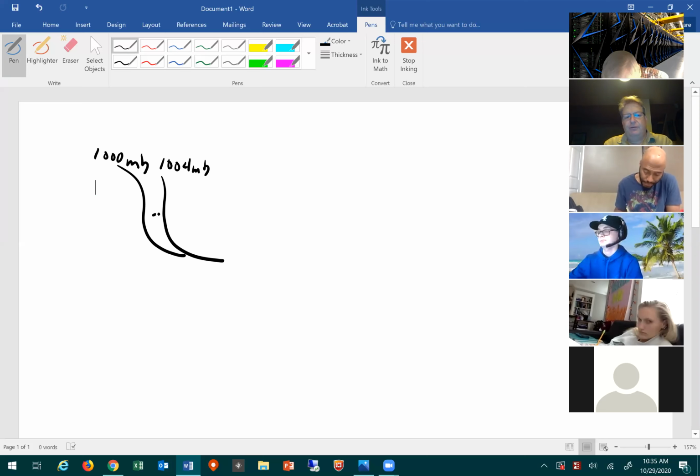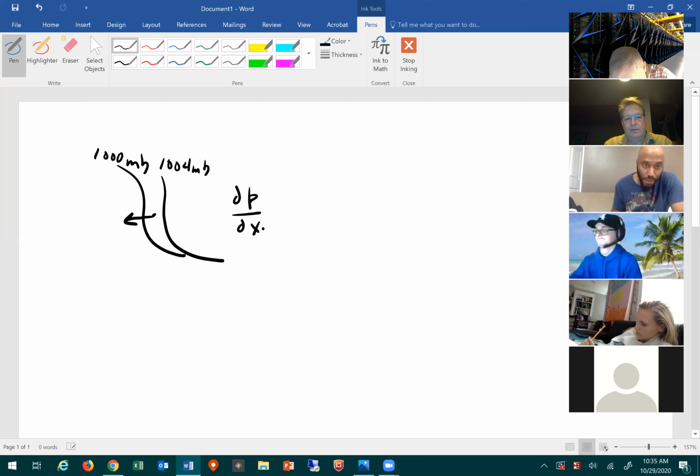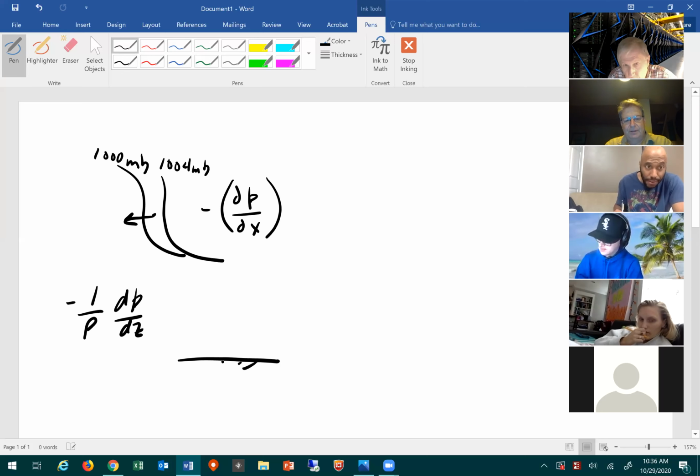Which way does the pressure gradient force point? From high to low pressure. That's why whenever you see the pressure gradient force, you're going to see it as minus 1 over rho dp dz, because in that example the pressure gradient force is pointing up, toward lower pressure.